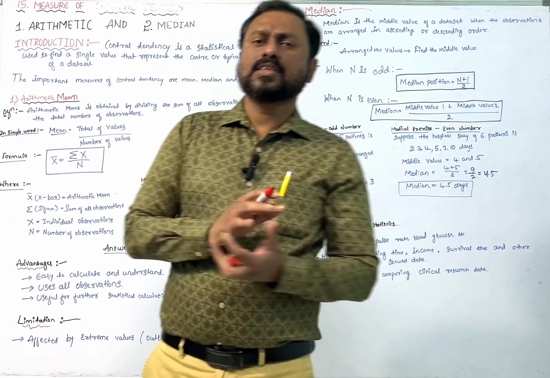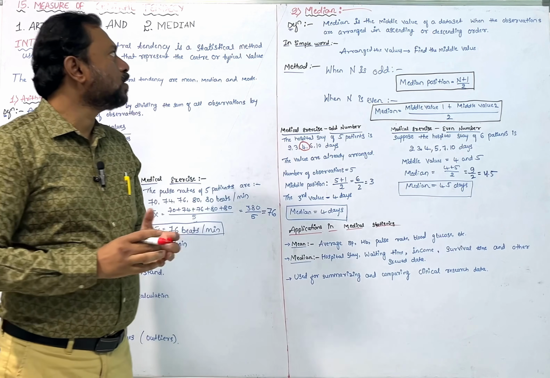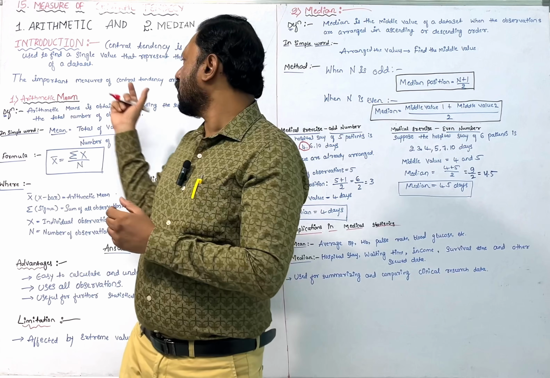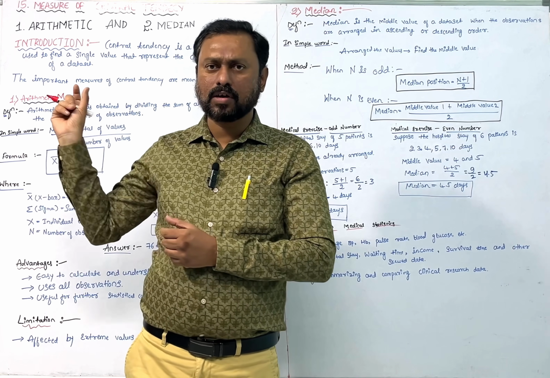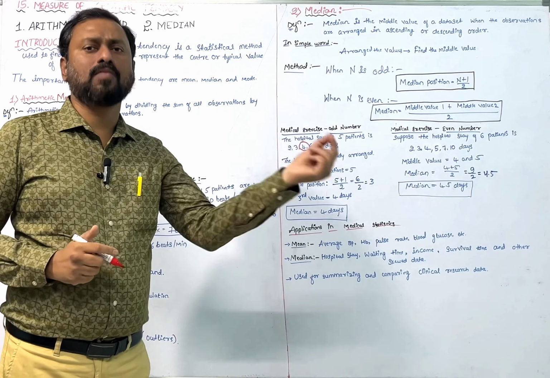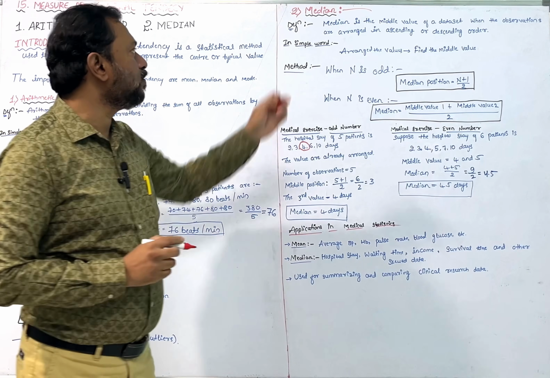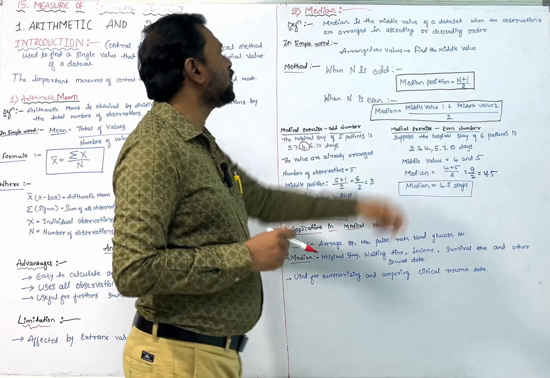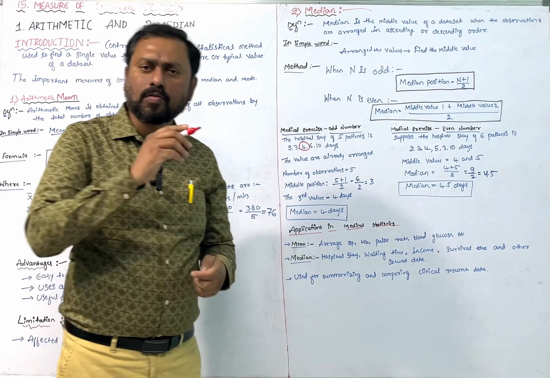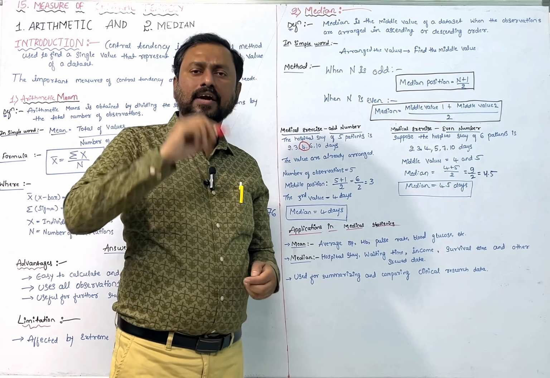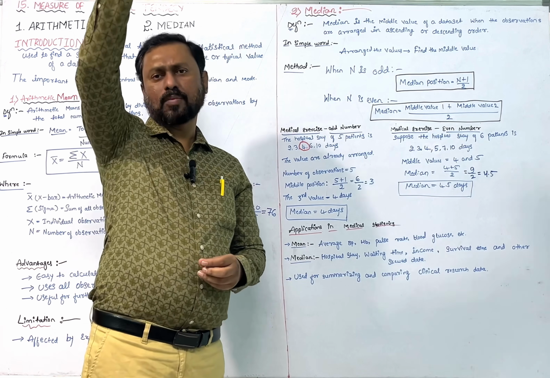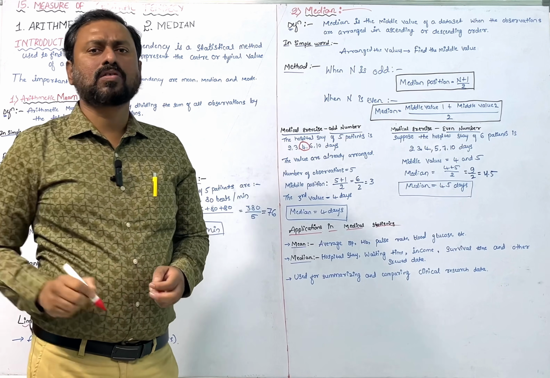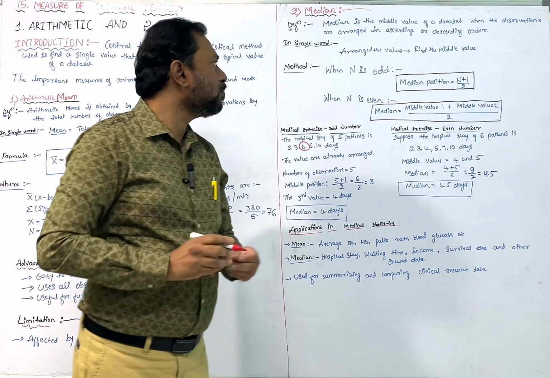Okay, the second point is the median. Mean is nothing but average, and median is the middle value. The median definition: the median is the middle value of the data set when observations are arranged in ascending or descending order. Whenever you arrange the data set from first upward, in increasing or decreasing order, the central or middle value is called the median.